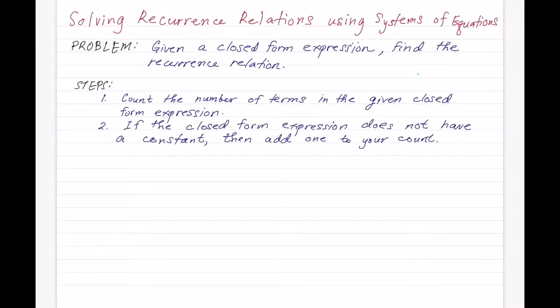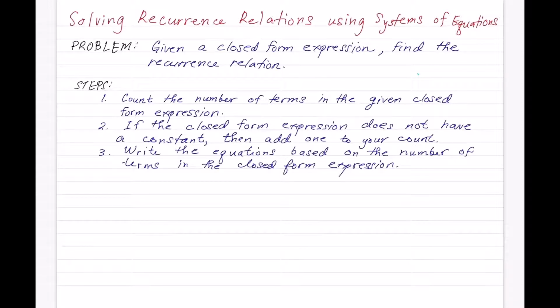Number 2, if the closed form expression does not have a constant, then add 1 to your count. Number 3, write the equations based on the number of terms in the closed form expression. Number 4, solve the systems of equations.